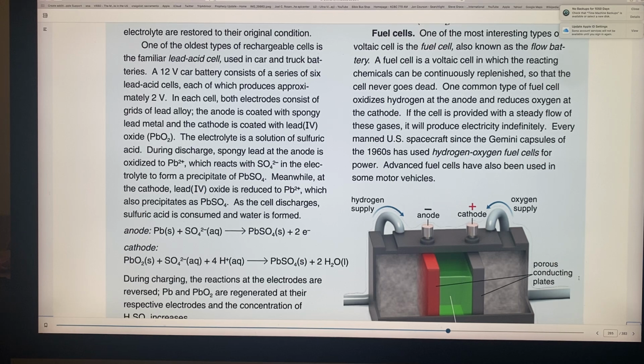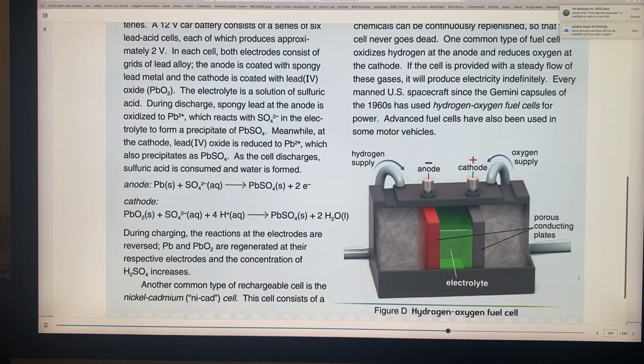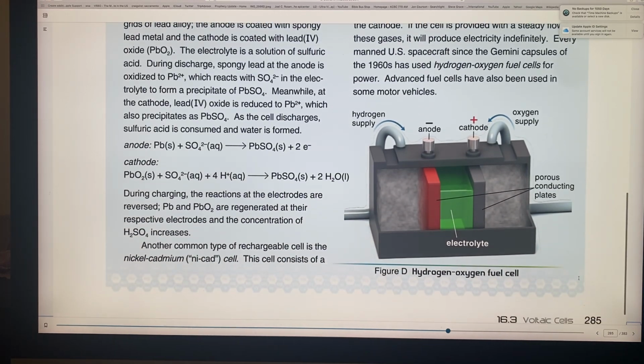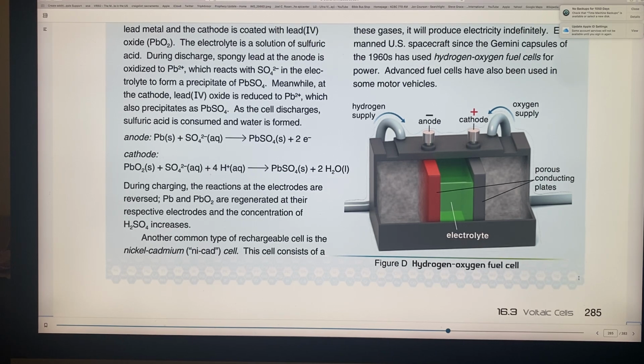So one of the most interesting types of voltaic cell is the fuel cell, and it's also known as the flow battery. So here's a picture of it right there, the hydrogen-oxygen fuel cell. It's important because in the future we may be using these. So it oxidizes hydrogen. The reason it can keep going is because the hydrogen and oxygen keep going through, especially in air, and it doesn't stop, so it doesn't wear out. You don't have to change the battery.